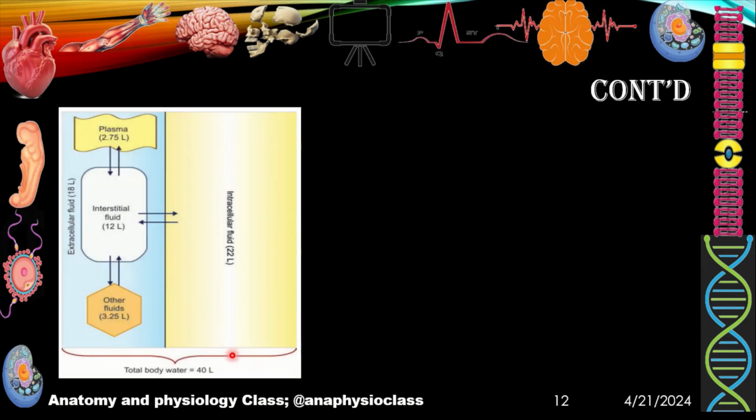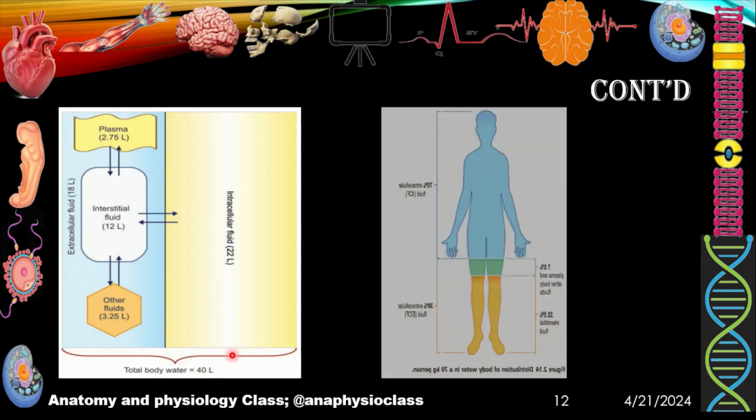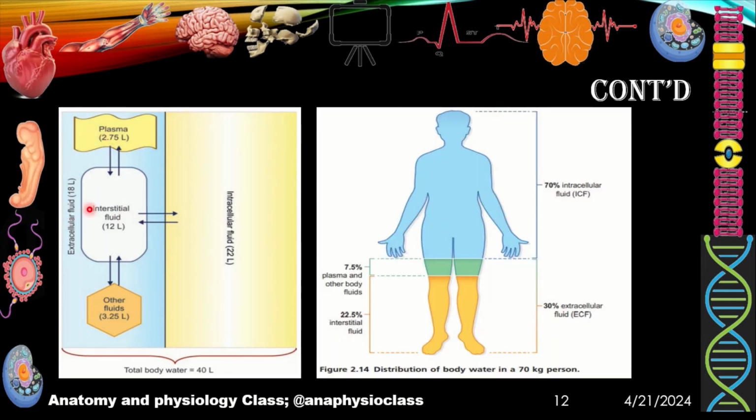So this table is trying to show the content of the fluid that is present inside the body. Here, look at the extracellular fluid, which is about 80 liters. We have the interstitial fluid, plasma, and other fluids. Other fluids include digestive juice, CSF (cerebrospinal fluid), lymph, and other kinds of fluids, and intracellular fluids.